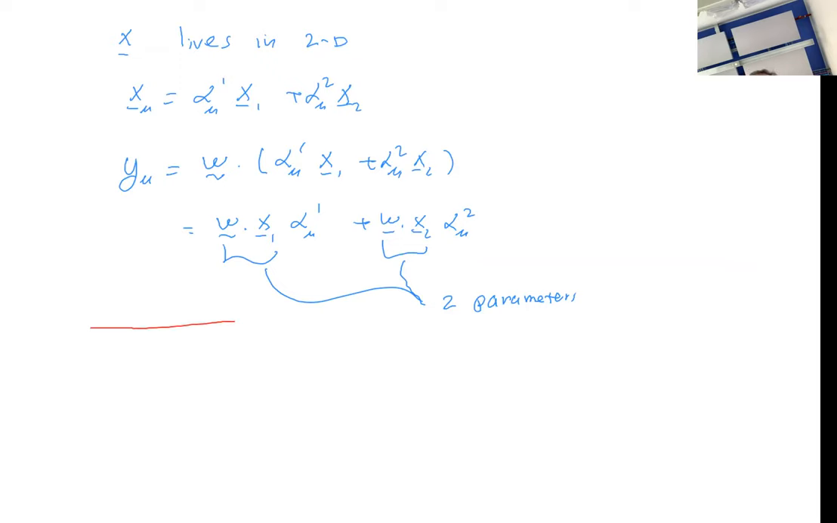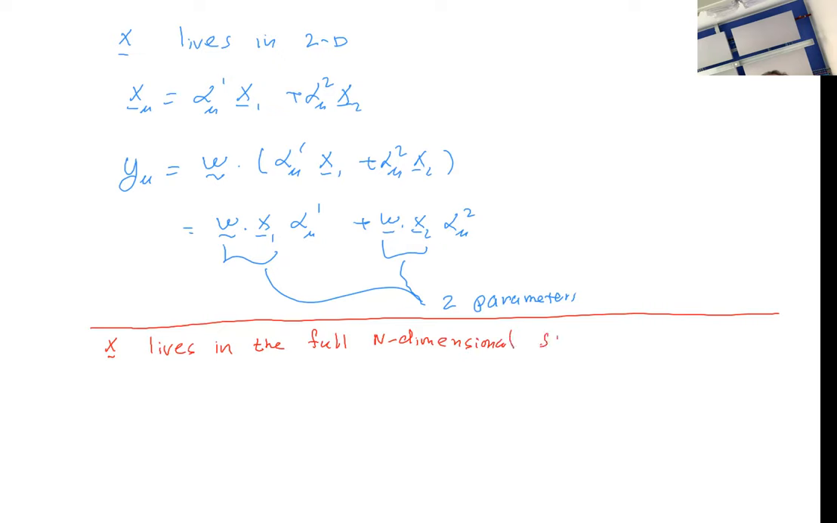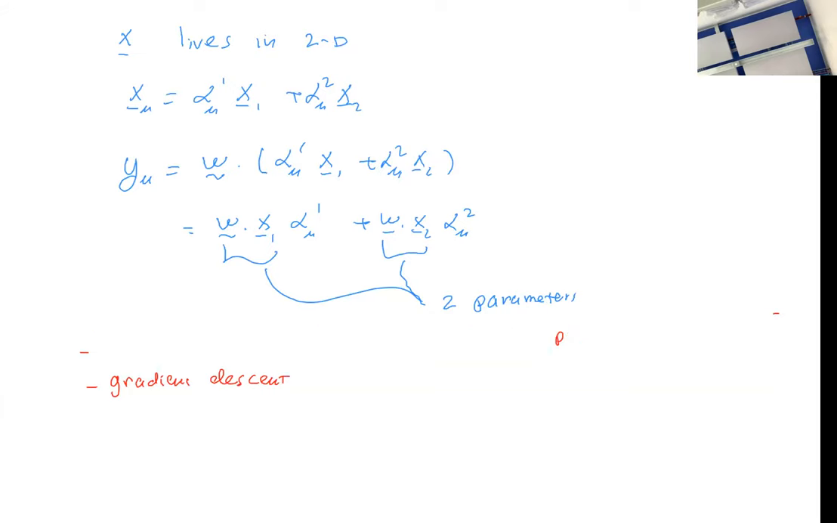So let's say, this is the last thing I'm talking about, X lives in the full n-dimensional space. Okay, we're going to do gradient descent. Which means, I'm going to go to the next page so I don't run out of room. So X lives in full n-dimensional space.